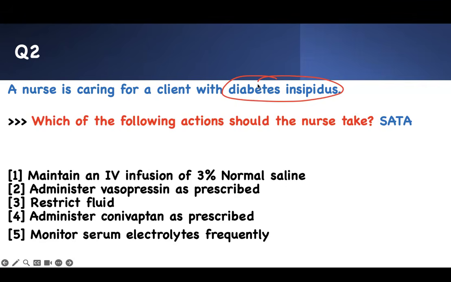What would you do? I give the patient IV infusion of 3%. I give the patient vasopressin. I restrict fluid. I give the patient conivaptan and then monitor the electrolytes. Physiological adaptation, endocrine plays a role. Cardiac issues play a role. Renal plays a role. This is the way they ask you the question.